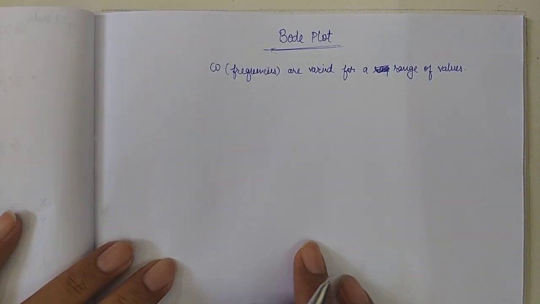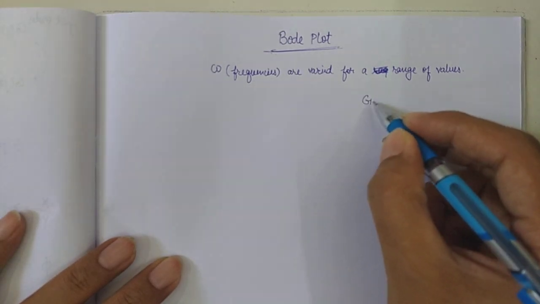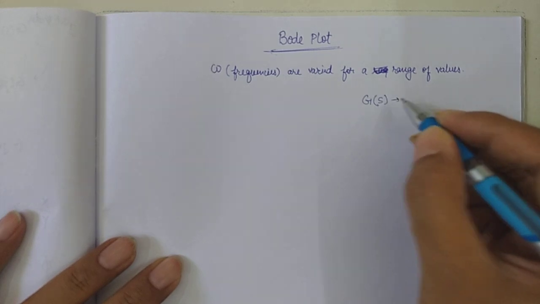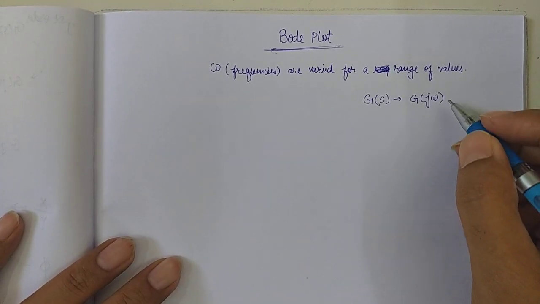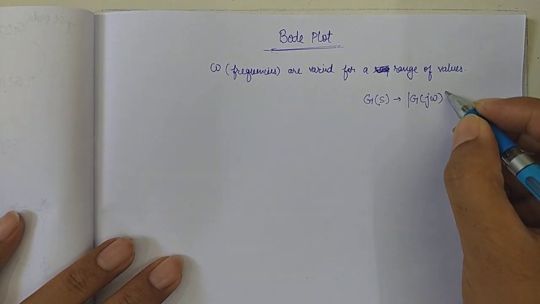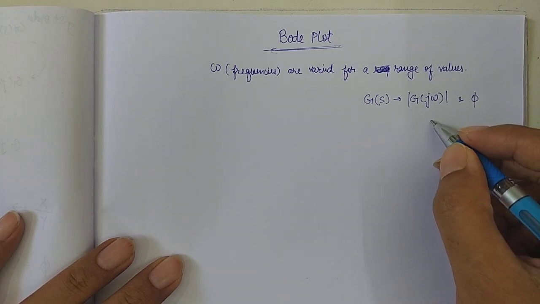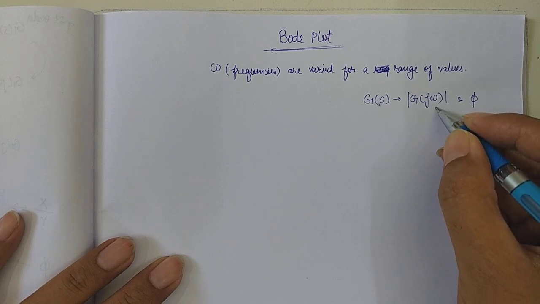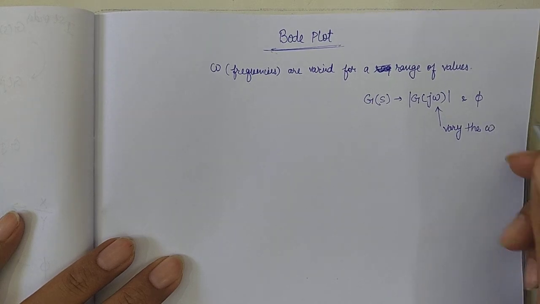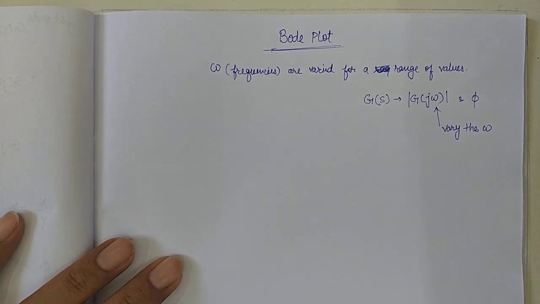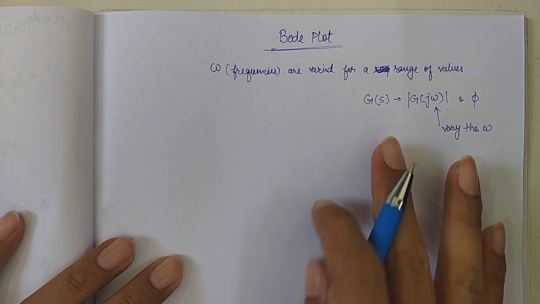So let's suppose we have any system G of s which is converted to G of j omega, and we are going to look at these magnitudes and the phi values, and we are going to seek what happens if we vary the omega for a range of values. And why is this important? This will help us to analyze the system's stability.